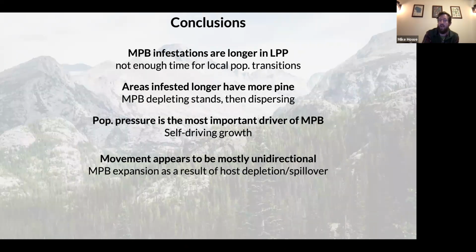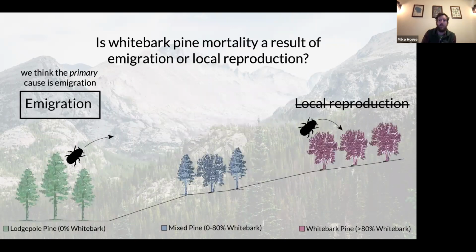Expansion seems to be more of a host depletion and spillover phenomenon than new outbreaks occurring in whitebark pine. So if we return to this motivating question, we think that the leading cause of whitebark pine mortality from mountain pine beetle is emigration, which has some pretty important ramifications from a management perspective.